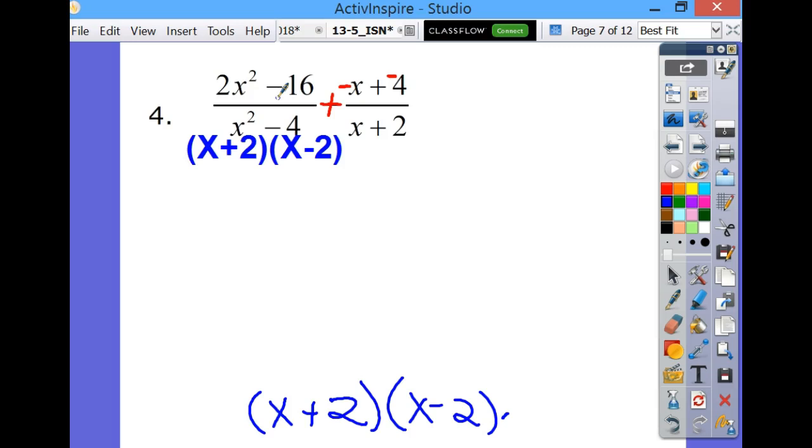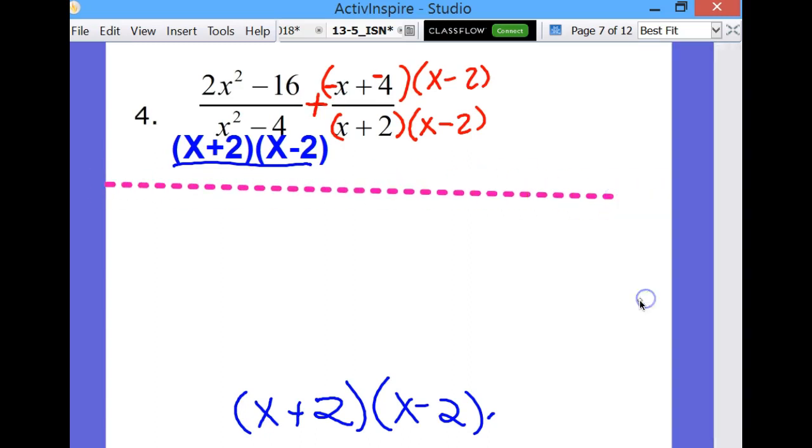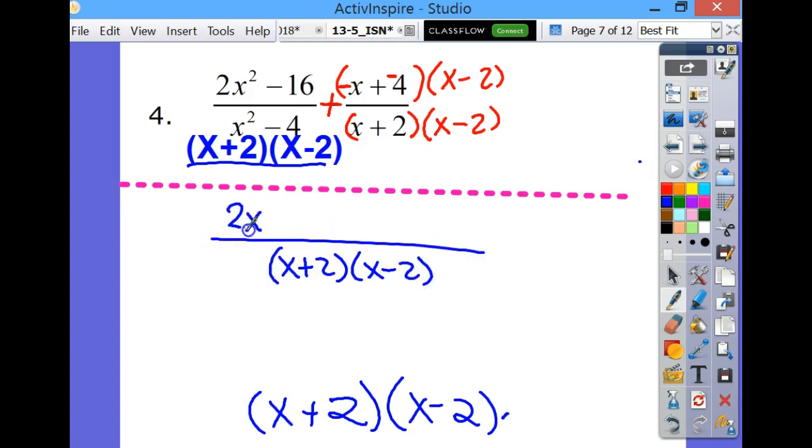Okay, so what am I going to need? This denominator, I don't need to multiply anything by that denominator. What am I going to need to multiply here? So this is going to be x plus 2, x minus 2 is my denominator. This is going to be 2x squared minus 16.